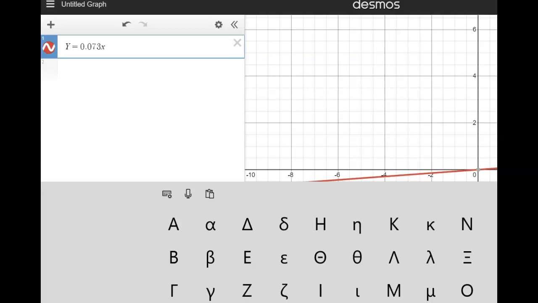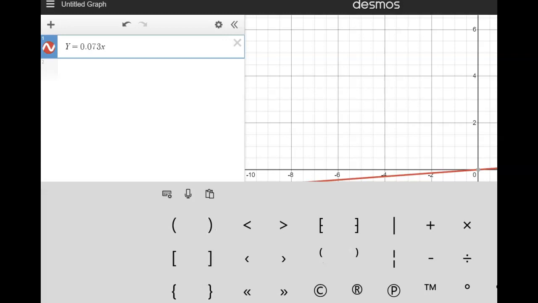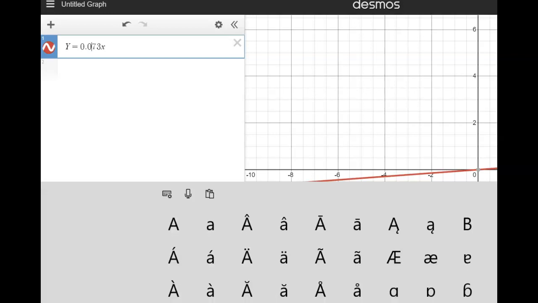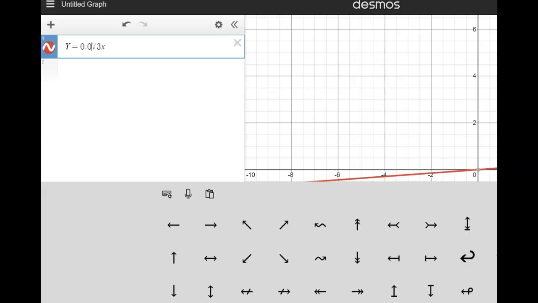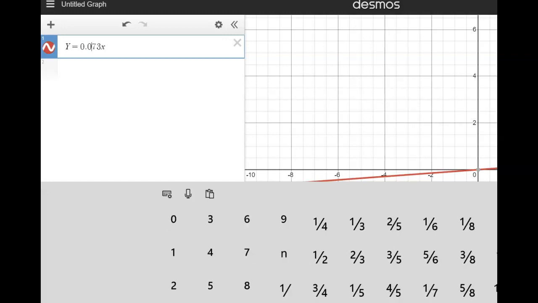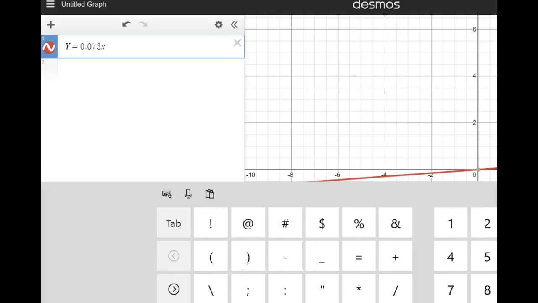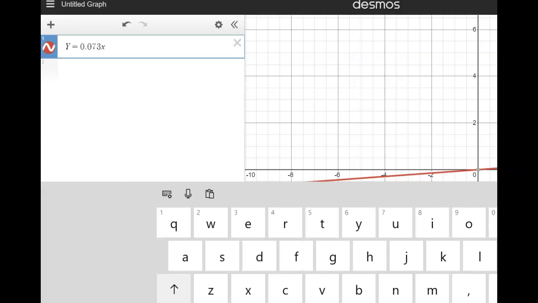Okay, let's see if I can find that symbol. Interesting. Okay, so I cannot find it. Looking for the caret symbol, which I really don't know why it isn't here.